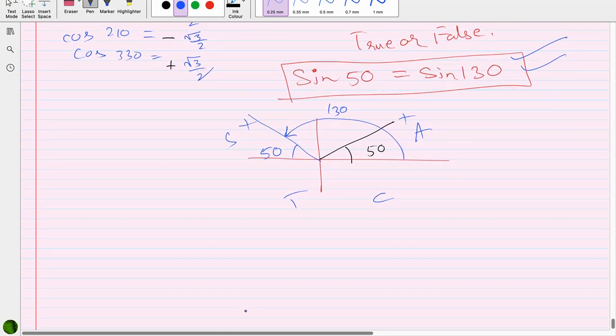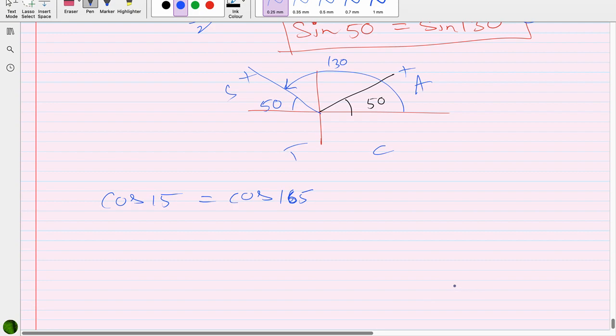One more example. Cos of 15 is equal to cos of, let's say, 165. Is it true or false? Yes. So now it is false. Again, cos of 15 is equal to cos of 165 with this negative sign.